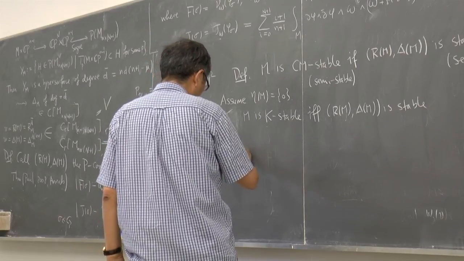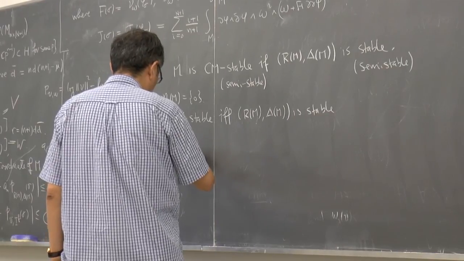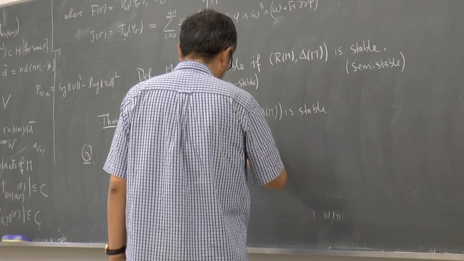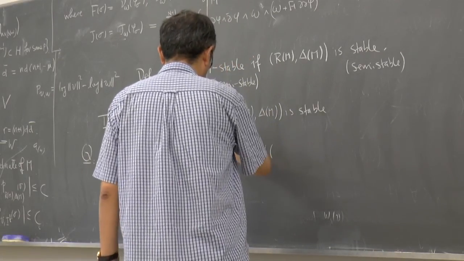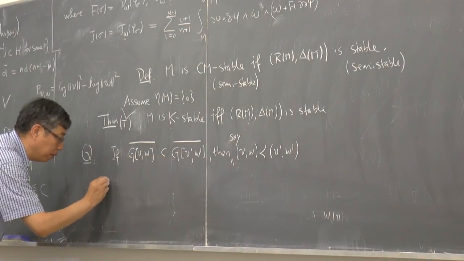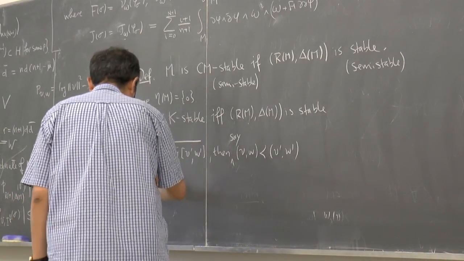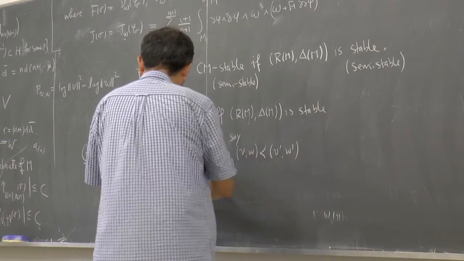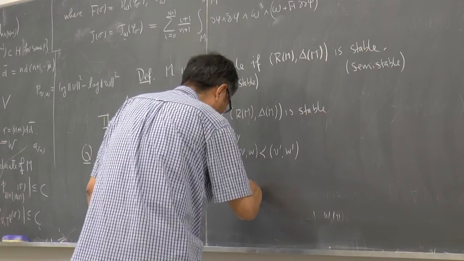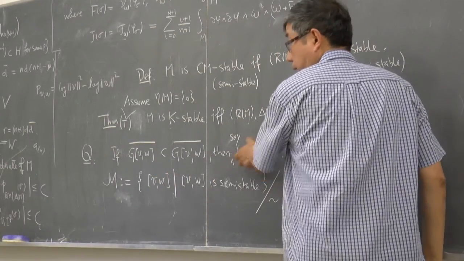If we take G(V,W), the closure of which is contained in G(V',W'), then suppose (V,W) is so. Take these relations. Then we define the moduli space to be all these (V,W) such that (V,W) is semi-stable, quotient by these relations. So if I have this, I will put them in the same equivalence class.